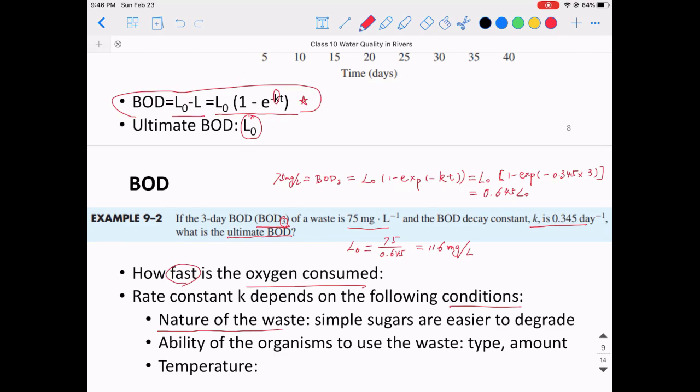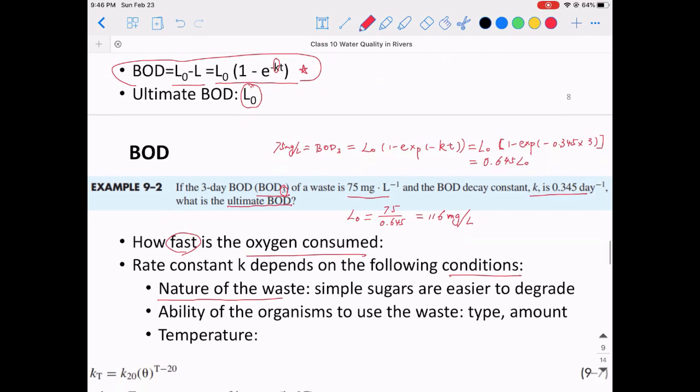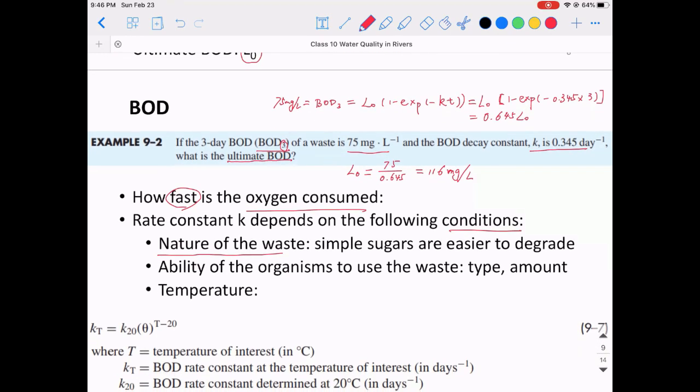So first, it's dependent on the nature of the wastewater. For example, if the wastewater is composed of simple sugars, then that's very easy for these microorganisms to degrade these organic materials. Okay, but if it's composed of very complex or very difficult to degrade organic materials, then it's going to take a long time for the reaction to take place. And it also depends on the ability of the microorganisms to use these wastes.